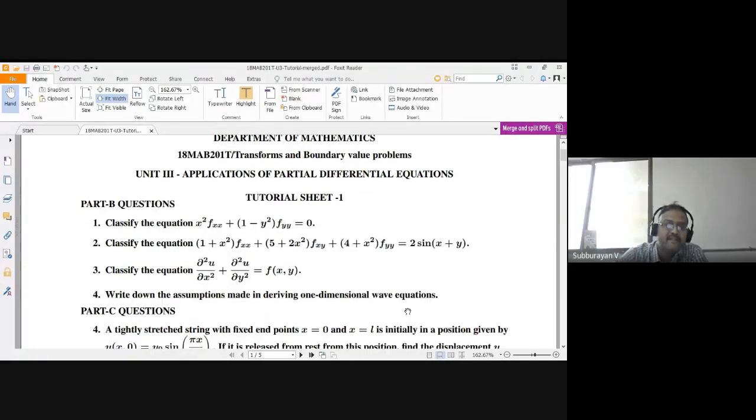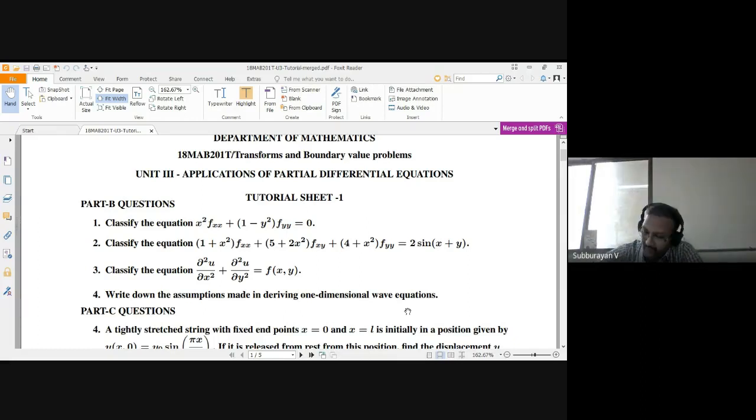What is the second question? Classify the equation (1 plus x square) fxx plus (5 plus 2x square) fxy plus (4 plus x square) fyy equals 2 sine of (x plus y).